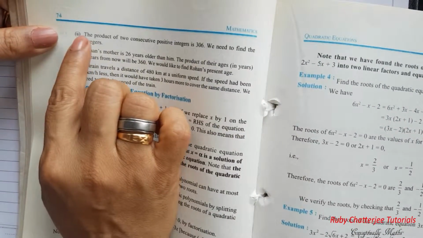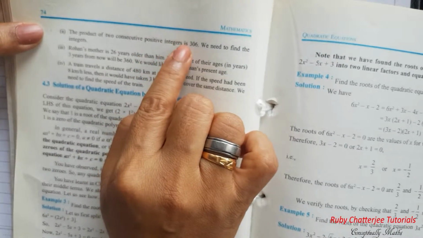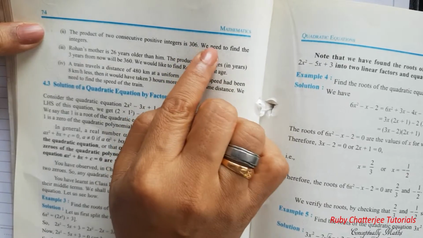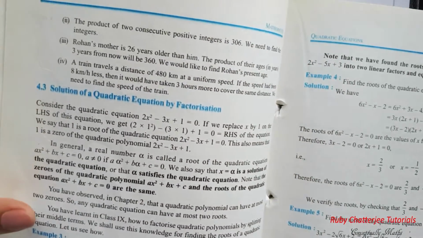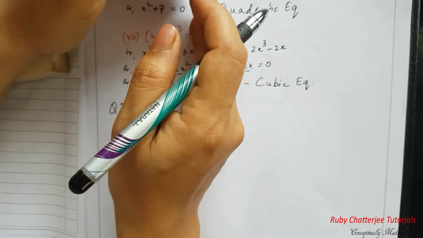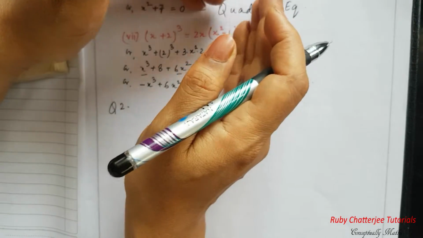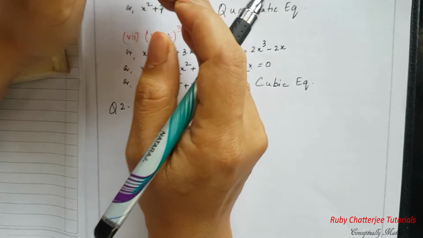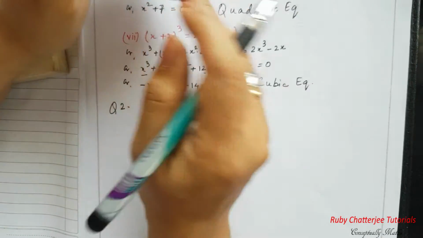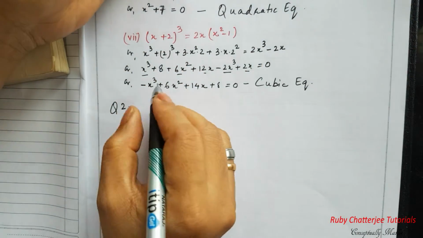It says the product of two consecutive positive integers is 306. We need to find the integers. Now we have to represent it in a quadratic equation form. We know that the integers are positive and they are consecutive. So if they are consecutive, it only means that the second integer will always be the first integer plus 1. So that is how we get the consecutive integers, plus 1, plus 1. So you know that already.